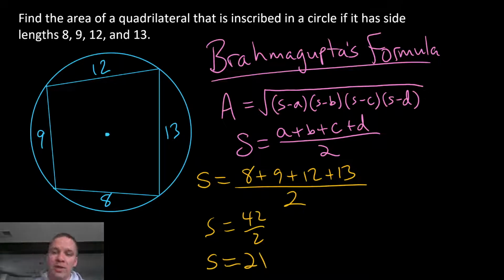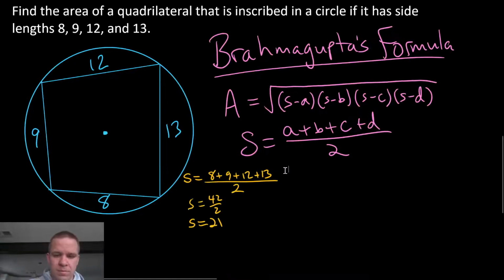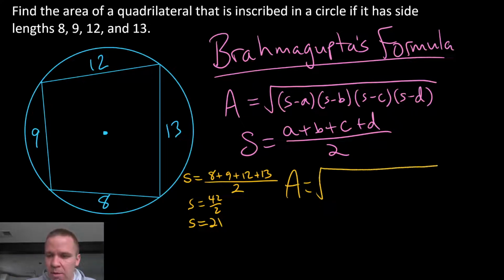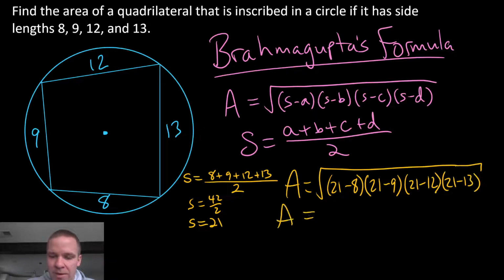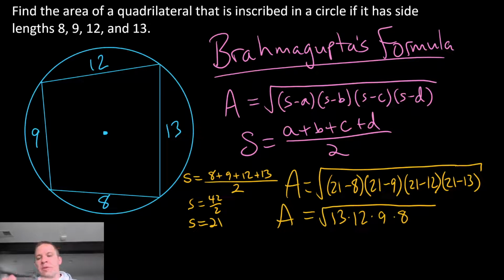Now we can go ahead and plug this into Brahmagupta's formula. Really, both of these things are part of Brahmagupta's formula. It's like a two-part formula, just like Hero's formula. So our area is going to be the square root of 21 minus one of the sides, and then 21 minus the other, 21 minus the next one, and 21 minus the last one. Now I've got 13 times 12 times 9 times 8.